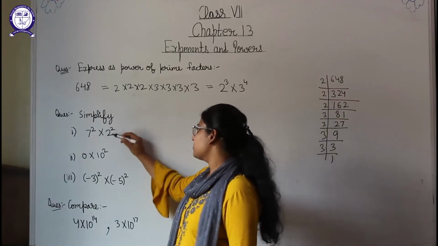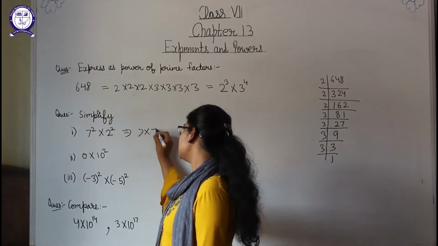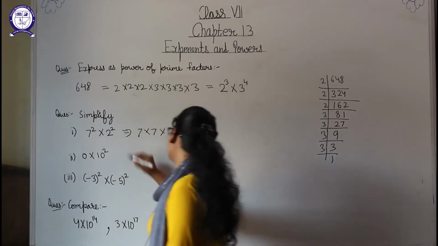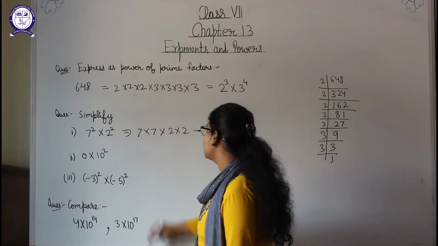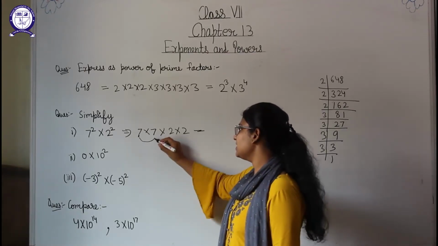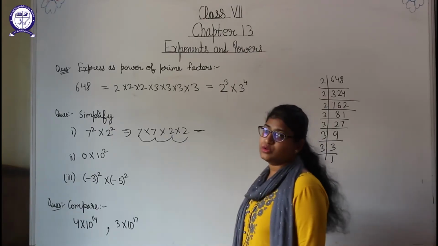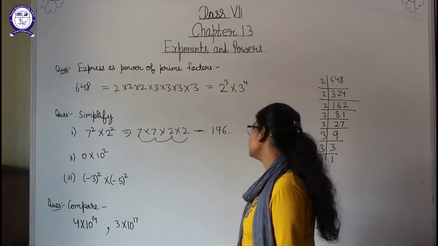Now simplify. Simplify means we have to solve this. 7 square means 7 into 7, and 2 square means 2 into 2. What will we do? We will simply multiply them. 7 sevens are 49. Then 49 twos are 98, and 98 twos are 196. So 196 will be our answer.